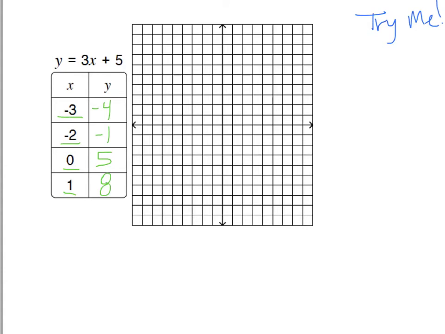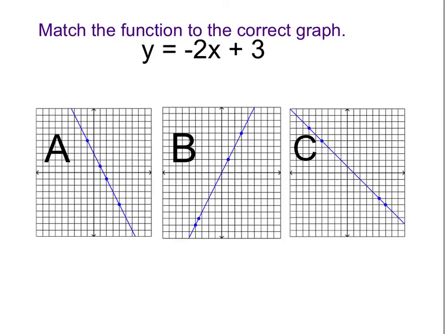So we'll graph that. -3, -4. Okay, -2, -1, 0, 5, 1, 8. Okay, and that's my line.